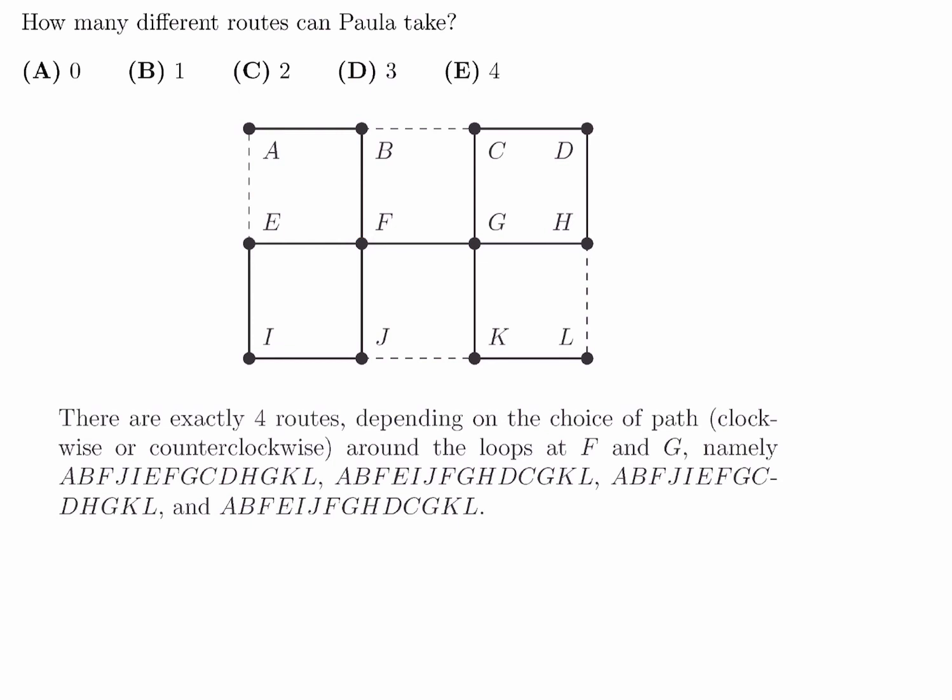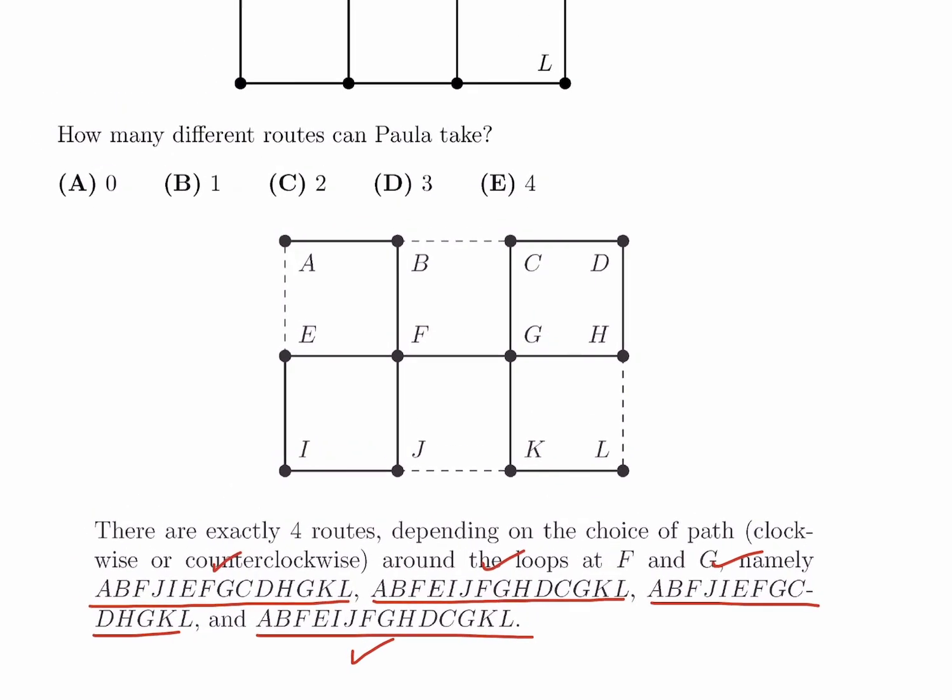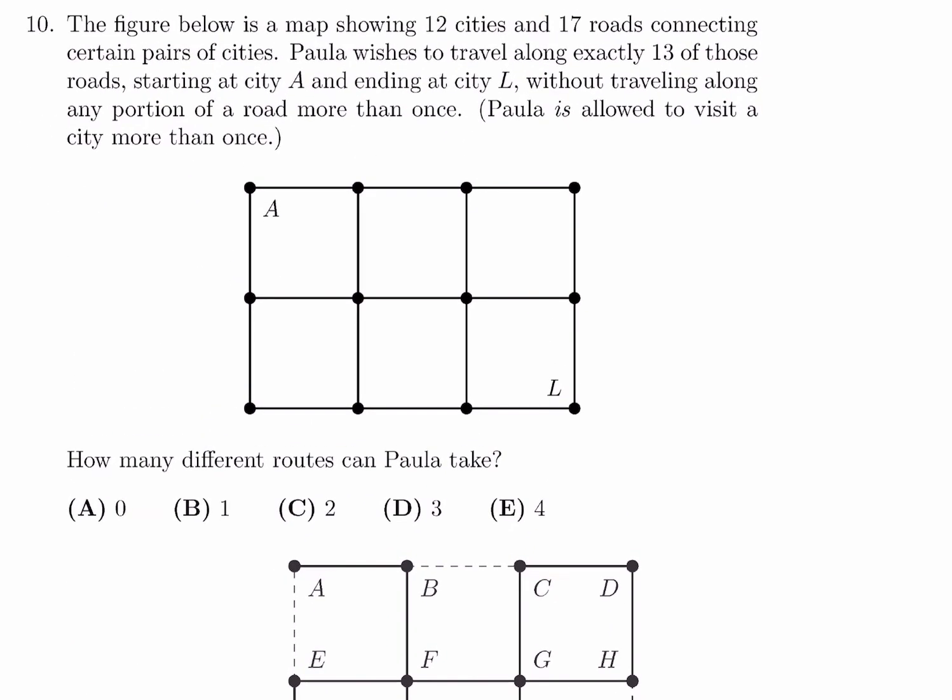And you can do the same path in 4 ways. Basically, when you get to F, right here, you can either go to J or E. So that gives you 2 ways. And then very similarly, when you get to G, you can go to either C or H, and that gives you another 2 ways. So it's 2 here, 2 here, 2 times 2 is 4. And just in case you wanted, here are those 4 paths written out. Here's the first one, second one, third one, and fourth one. So there's 4 paths, and therefore number 10, the answer is E.